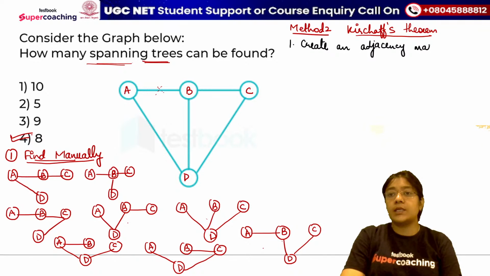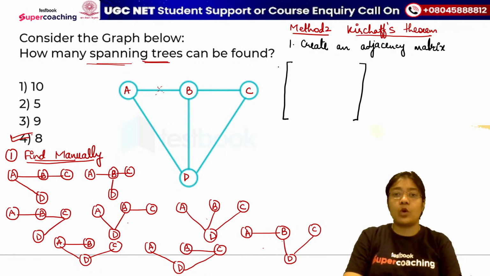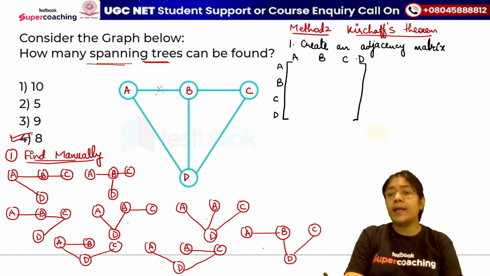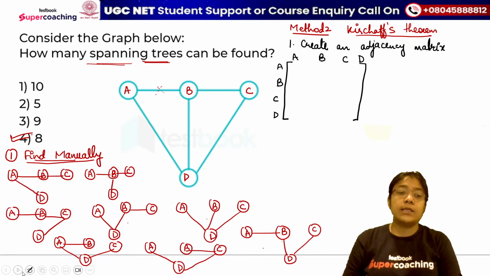So 4 vertices are there. तो जो आपके पास matrix बनेगा, we will be having 4 rows and 4 columns. This is A, B, C, D. Adjacency matrix सिर्फ और सिर्फ 0 और 1 value contain करता है. 1 आएगा अगर कोई दो vertices adjacent है, 0 आएगा अगर vertices adjacent नहीं है.